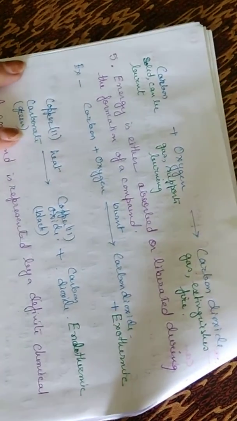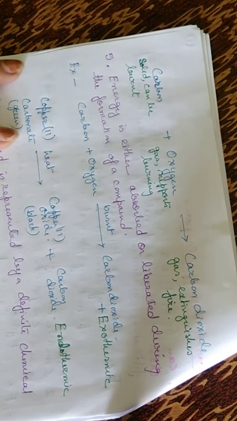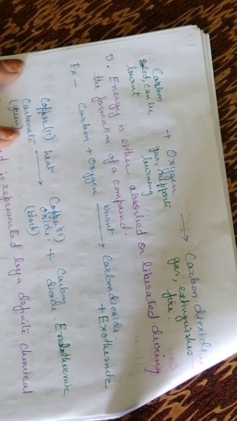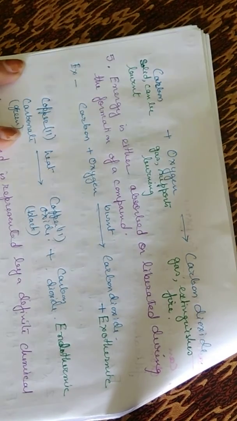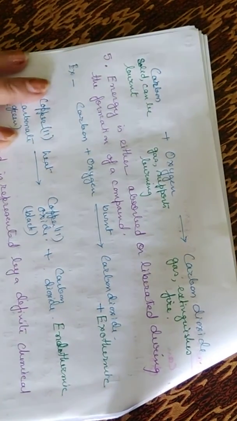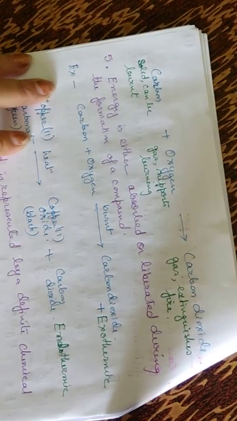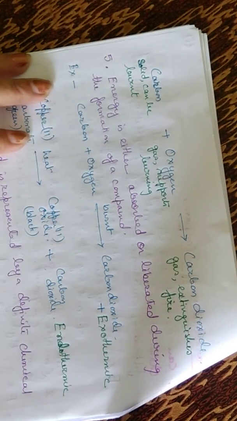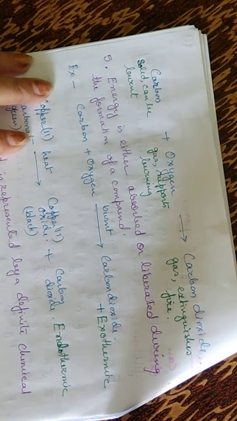Then carbon and oxygen. Carbon is a solid and can be burned. Oxygen is a gas, a supporter of burning. But carbon dioxide is a gas which extinguishes fire. This carbon dioxide is a gas which is a non-supporter of burning. It extinguishes fire. So that property is different from the properties of its constituent elements.